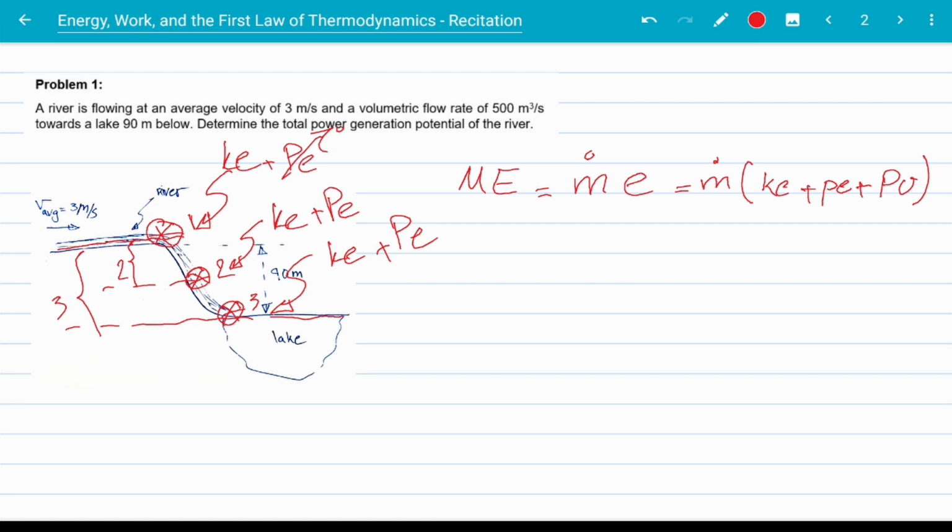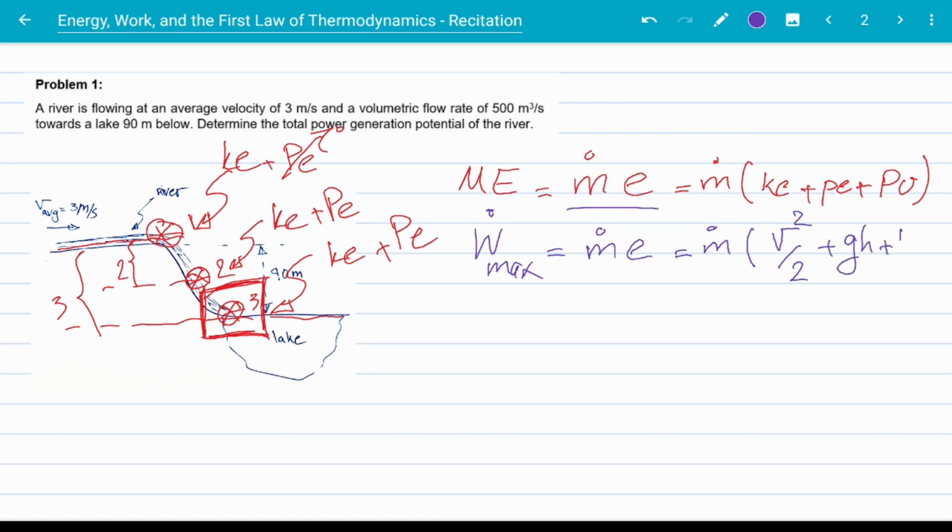From this comparison, we can see that putting a turbine here actually generates the highest power possible. So the work of the turbine, or better say the power of the turbine, is actually equal to the mechanical energy of the fluid. Mechanical energy is m dot times E, which is m dot times velocity squared over 2 plus gh plus P times specific volume.